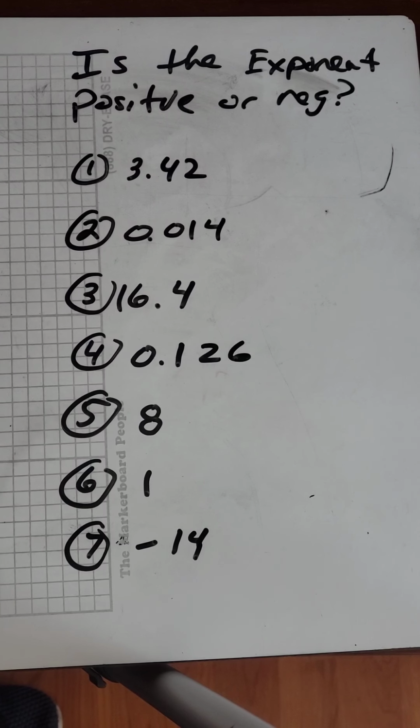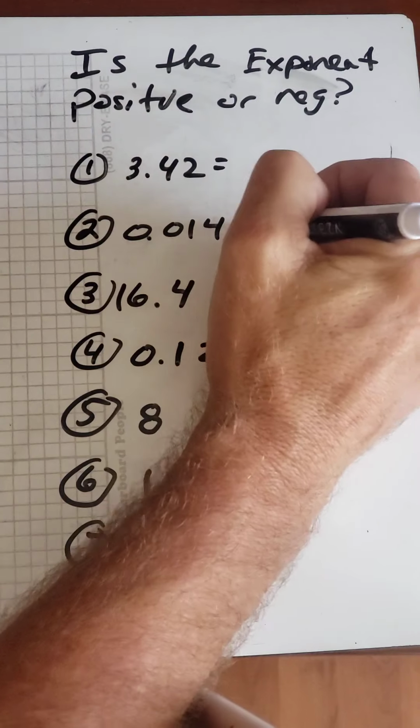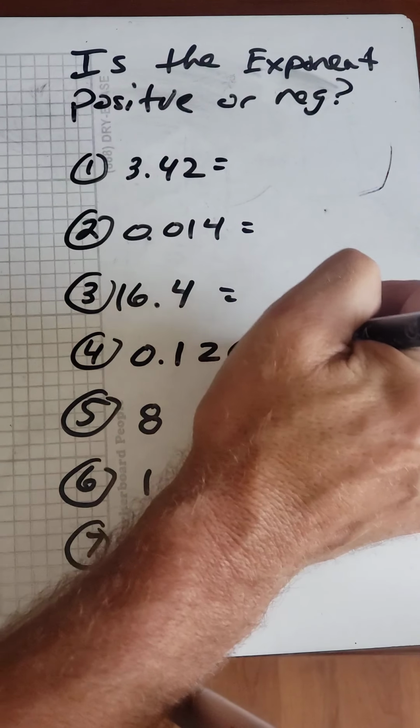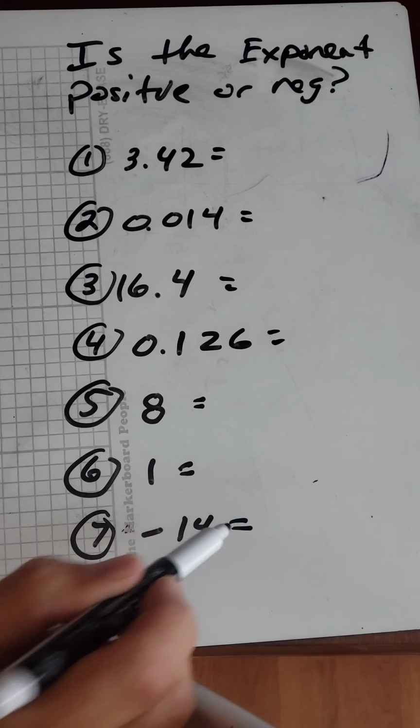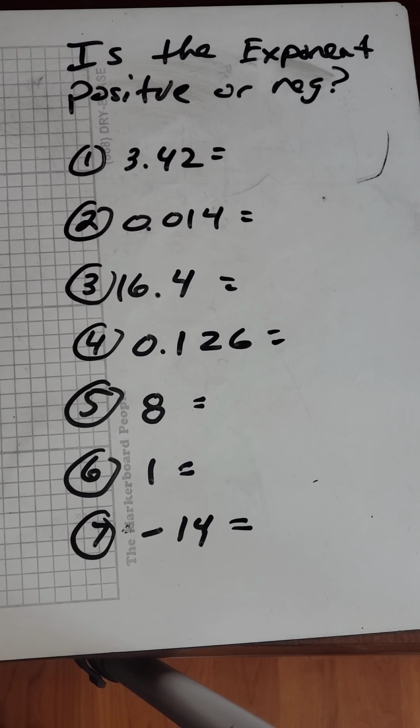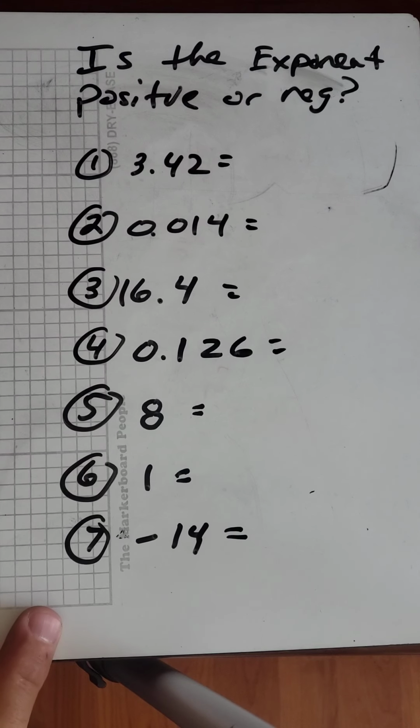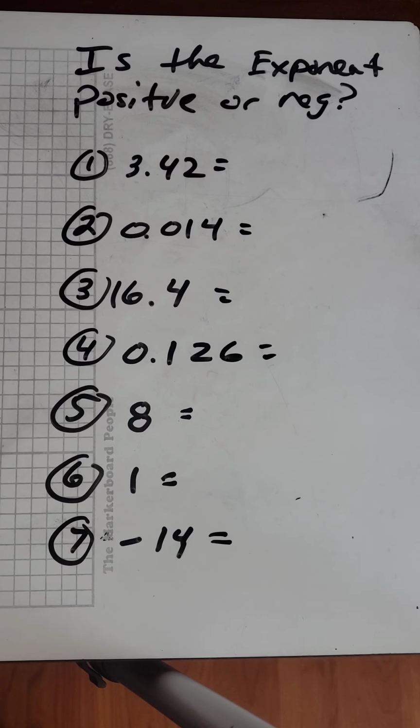Okay, so this is the last part of the first video here, and all I want you to tell me is, based on the information that's given to you, is the exponent going to be a positive number or a negative number? So go ahead and press pause for a second and write those down. Again, you do not need to upload these. These are just for practice in the lesson today.